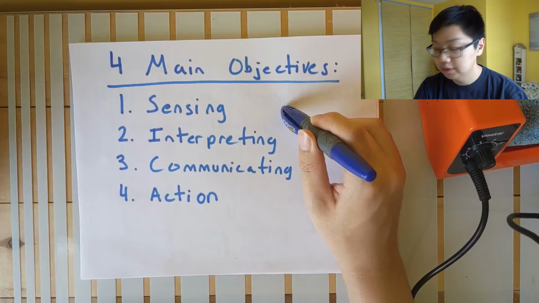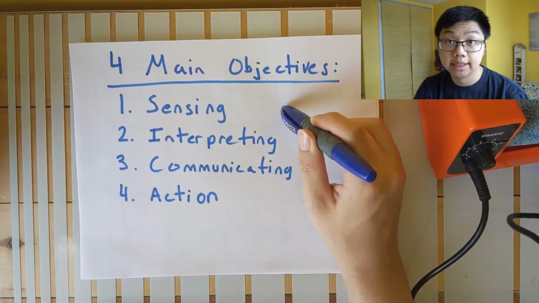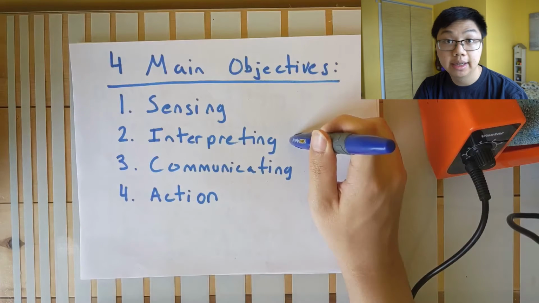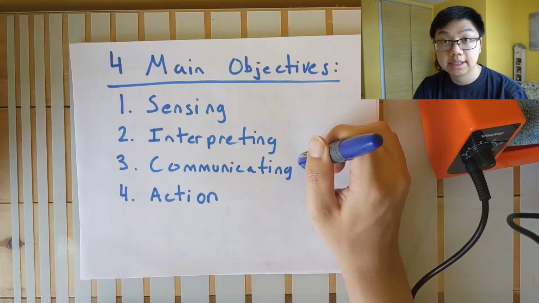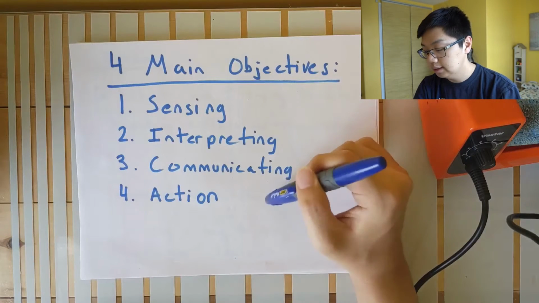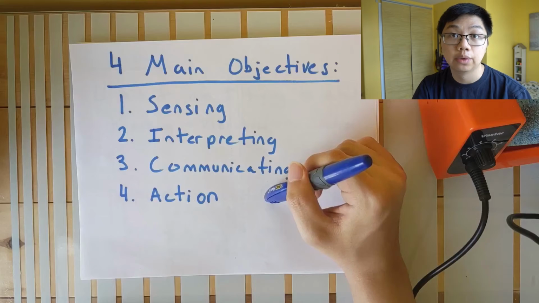So the four main objectives are gathering raw data from sensing the environment, interpreting and understanding this data and knowing which parts are significant, as well as processing this data to a more relevant form of information. Next is communicating information between devices, and then finally completing an action or task.